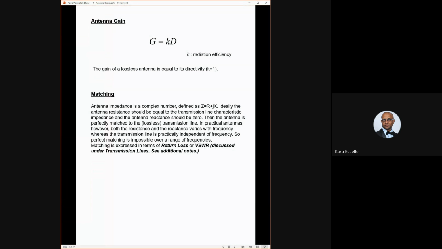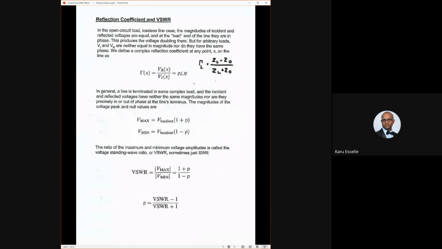So we need a way of quantitatively expressing the matching, and that is used in terms like return loss or VSWR, voltage standing wave ratio, the same as in transmission line theory, and return loss.